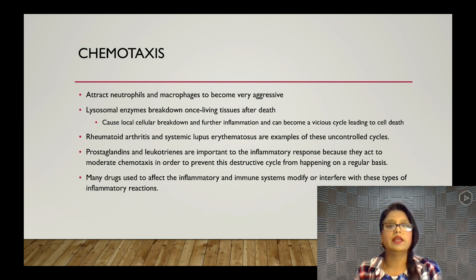Now, rheumatoid arthritis and systemic lupus erythematosus are examples of uncontrolled cycles. So prostaglandins and leukotrienes are important to inflammatory responses because they act to moderate chemotaxis in order to prevent this destructive cycle that is happening on a regular basis. Many drugs used to affect the inflammatory and immune responses modify and interfere with these types of inflammatory reactions. Rheumatoid arthritis and systemic lupus erythematosus are actually autoimmune responses.